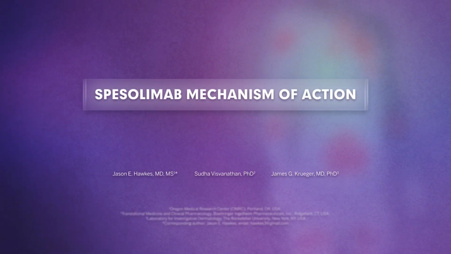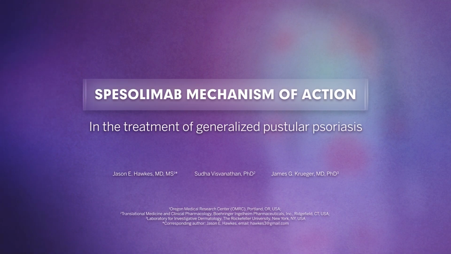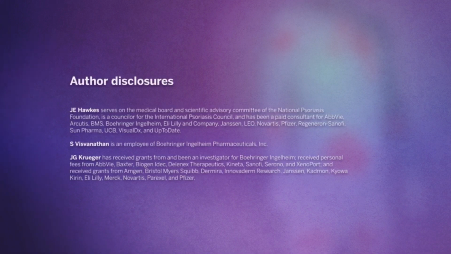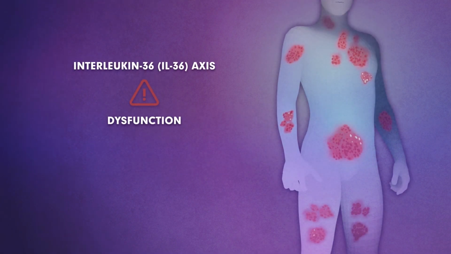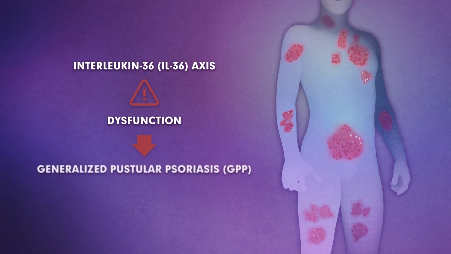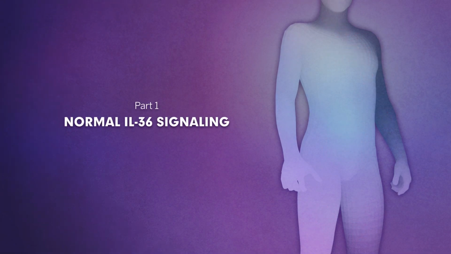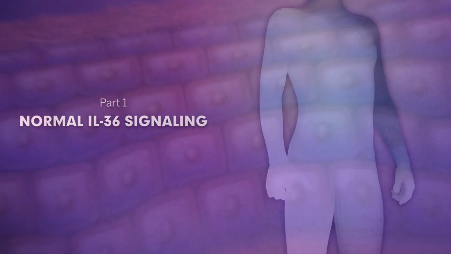This video explains Spesolimab's mechanism of action in the treatment of generalized pustular psoriasis. Dysfunction of the interleukin-36 axis has a key role in the pathogenesis of generalized pustular psoriasis, or GPP. To begin with, we will look at normal interleukin-36 signaling.